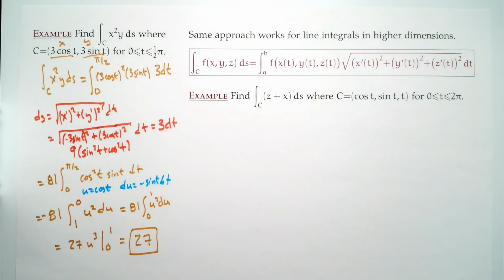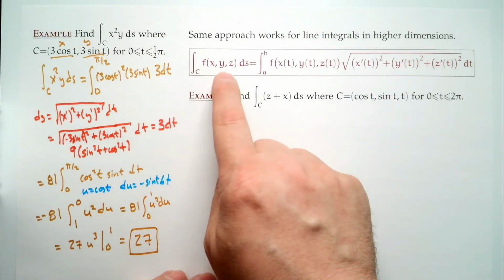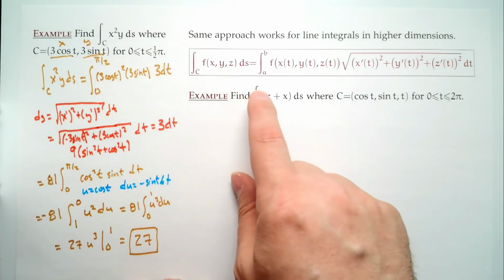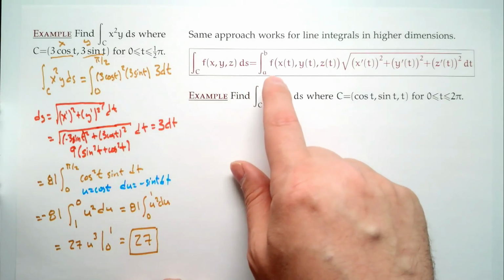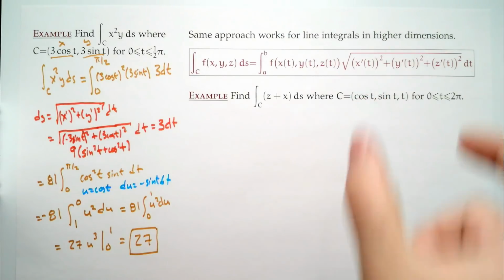So if I want to do a line integral in 3 dimensions, so I have a curve in 3-dimensional space, f of x, y, z ds. Well, that's the integral from a to b of f of x of t, y of t, z of t. So in other words, replace all your variables x, y, and z with what they correspond to as functions of t, and then it's the arc length.